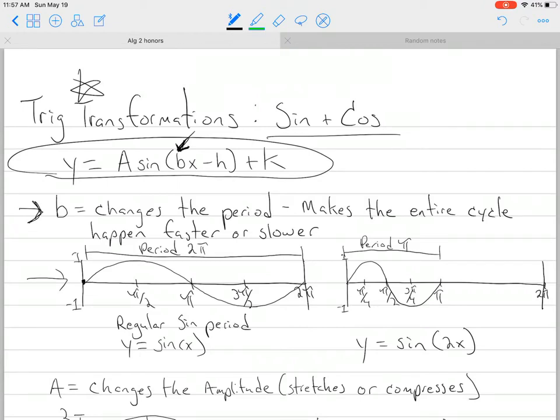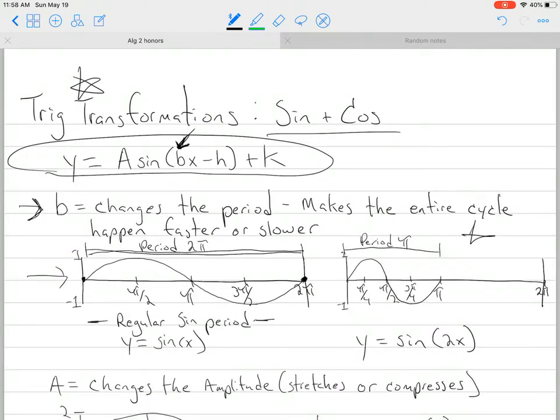Notice in this first one, this is a regular sine wave. This is y equals the sine of x. It has the regular period of 2 pi. We can see the period goes from here to here, and it's at this point that the pattern starts to repeat itself. So that period is 2 pi.